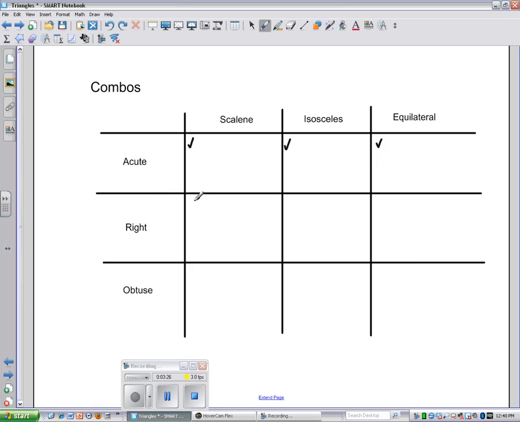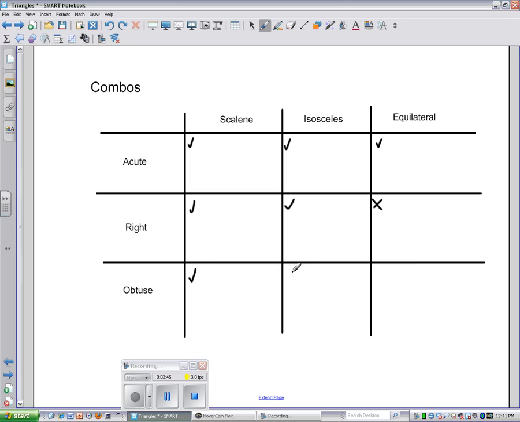Can we make a right scalene triangle? Yes, we can. Can we make a right isosceles triangle? Why, yes, you can. Can we make a right equilateral triangle? No, we can't, because that would mean we'd have three 90-degree angles, and that's too many angles to have in one triangle. Can we make an obtuse scalene?